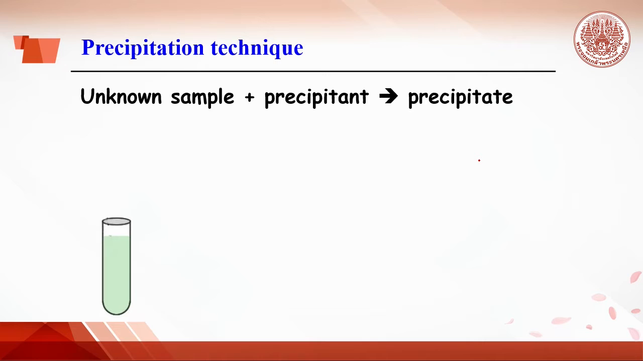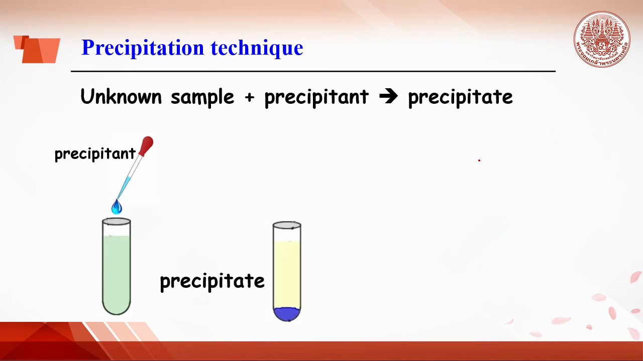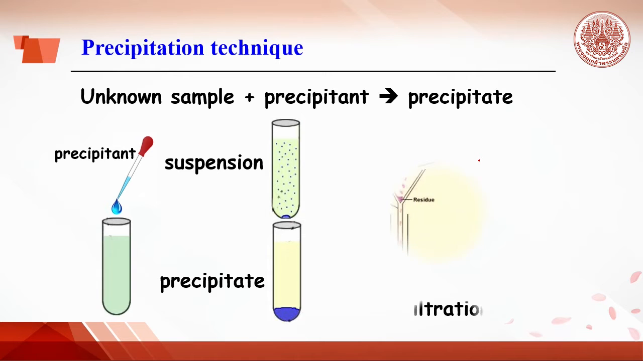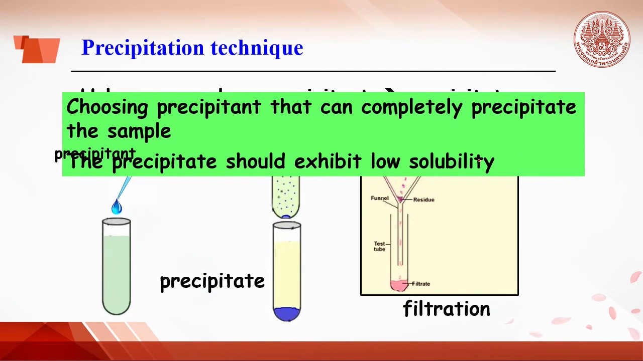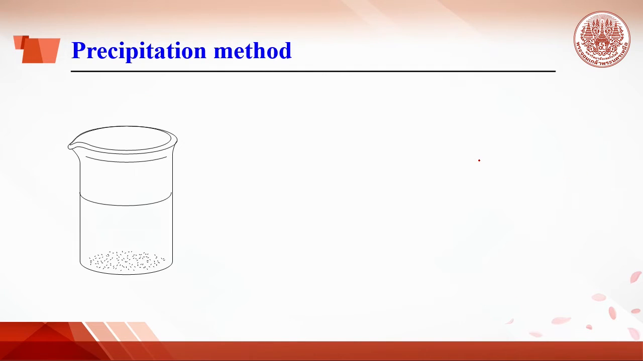The precipitation technique is the process of converting the analyzed sample, or unknown sample, to an insoluble product by adding a chemical called a precipitant. The precipitate might be obtained as a coagulate or precipitate, or a light precipitate called a suspension. The precipitate is separated from the solution by filtration. So this technique needs the right precipitant that can completely precipitate the sample, and the precipitate should exhibit low solubility.